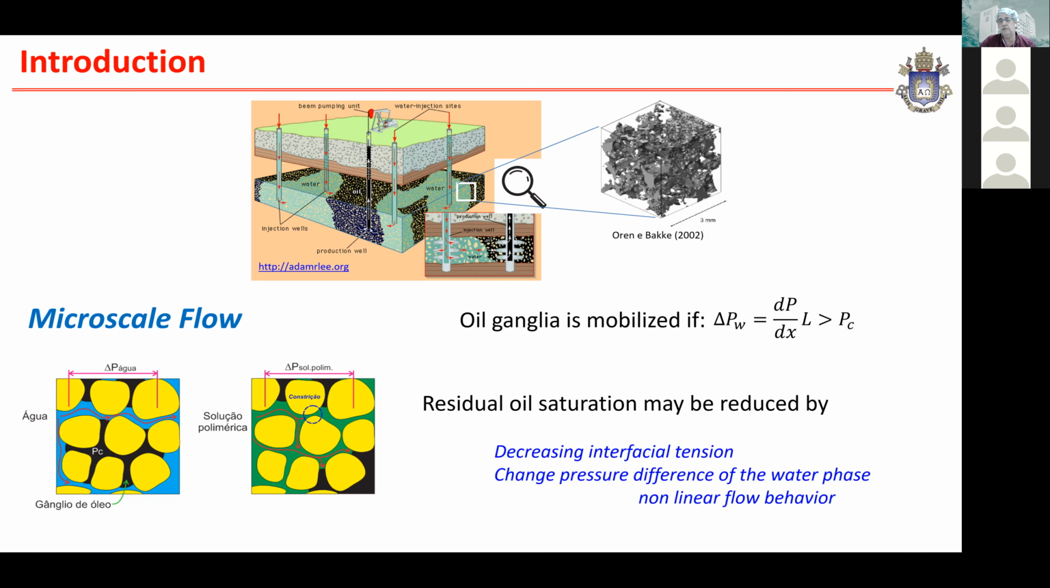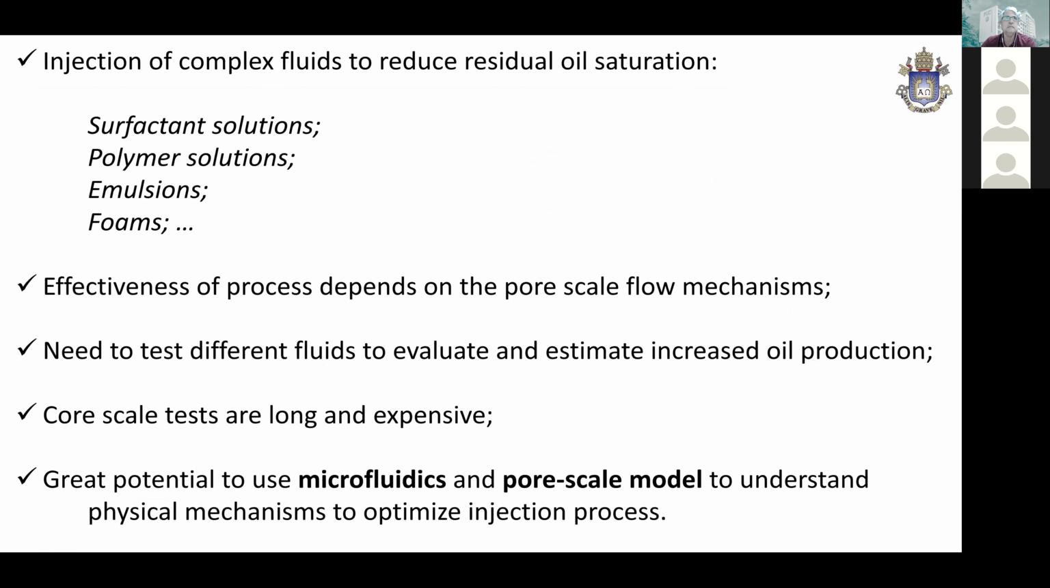So this is what we're going to be focusing on more. How can we change the pressure difference of the water phase due to some nonlinear flow behavior in order to displace this trapped oil ganglion and reduce residual oil saturation? We can change this pressure difference in the water flow by injection of complex fluids, and there are many options: surfactant solutions, polymer solutions, emulsions, and foams. I'm going to focus my talk on the emulsions and foams topic. In the morning, Yulia talked a little bit about flow of polymer solutions, and Sujit is going to talk in more detail about polymer in the next talk.